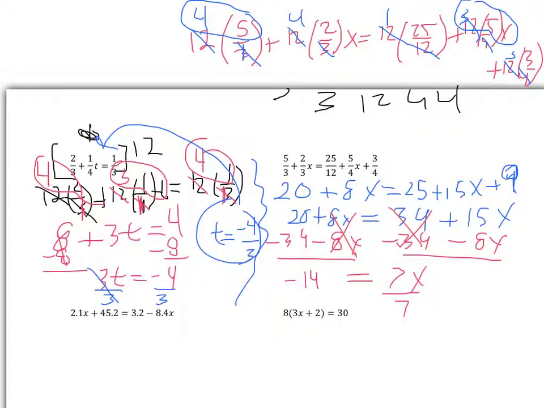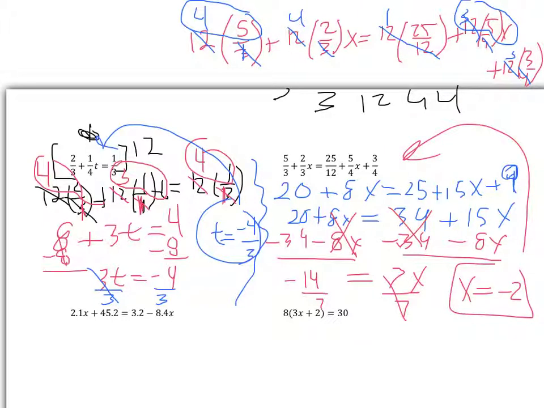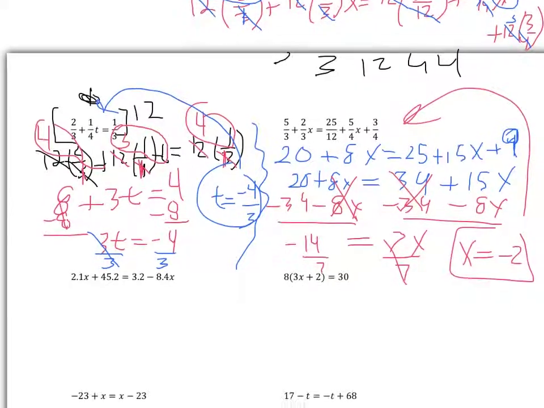Divide by 7. That cancels, and we get x equals negative 14 divided by 7, which is negative 2. So we're good with that. And once again, we could plug that back in if we wanted to make sure that we got the right answer. But we're looking good right now.